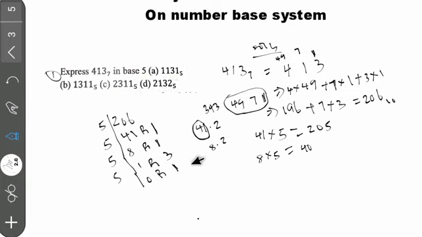When you want to write the answer now, you write from down to up. So from the bottom up, we have 1, the next one is 3, and the next is 1, and the next is 1. So the answer is this in base 5. This is the answer to this problem, so the option is option A. A is the answer to this problem.